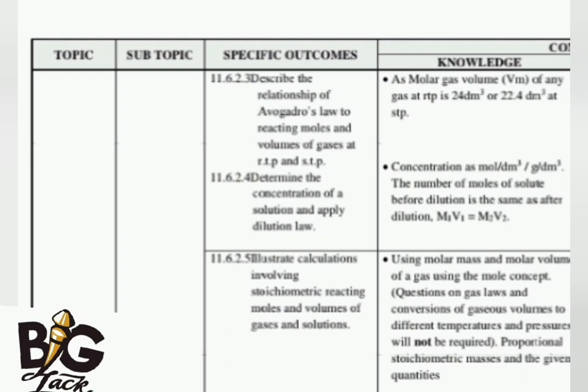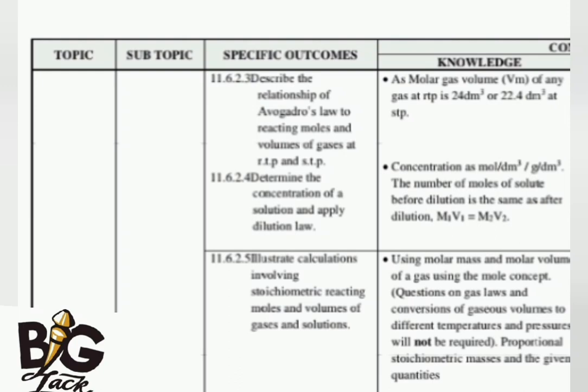Let's say, for example, you add 2 moles in a solution of volume 20 cm³. Even if you dilute it, the number of moles remains constant. Concentration is also called molarity. The formula for molarity or concentration is the number of moles over volume. Or we can say concentration is equal to mass over volume.